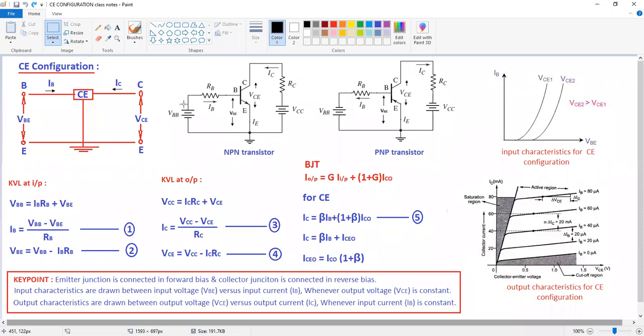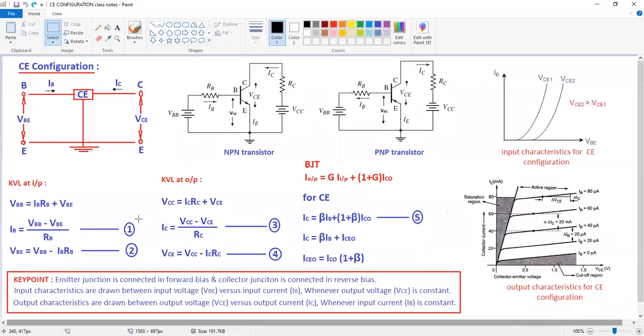Now see the supply voltage indications. Input supply voltage is indicated with VBB. Here this is connected to base. Input is base, so that's why it is represented with VBB. Output is collector, so that's why I'm representing with VCC. Now this is your input supply voltage. This is your output supply voltage. Now here input voltage across base and emitter is given by VB. Output voltage across the collector and emitter is given by VC. This is representation of your input voltage, input current, output voltage, output current, and supply voltages, input side and output side.